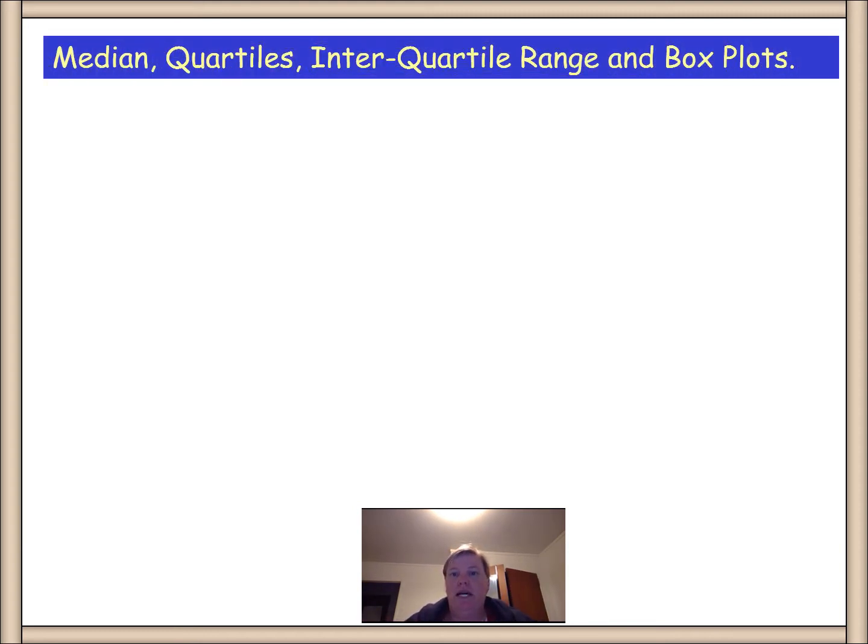Alrighty, we are back, and this time looking at box plots, which means we've got to look at medians and interquartile ranges and lower quartiles and upper quartiles at the same time because they all go together. Okay, so here we go. First of all, let's have a look at all these things, just as I said.